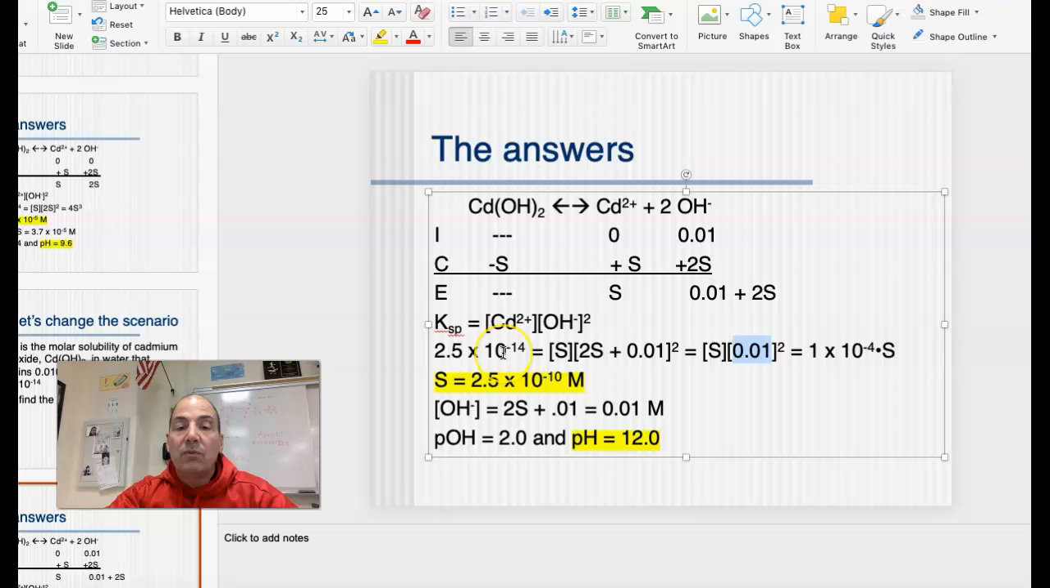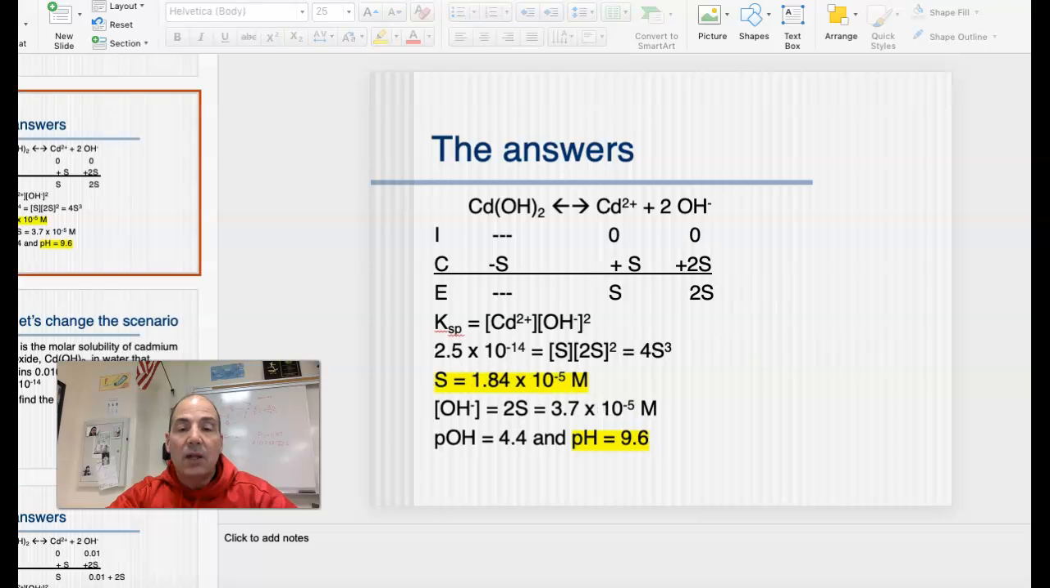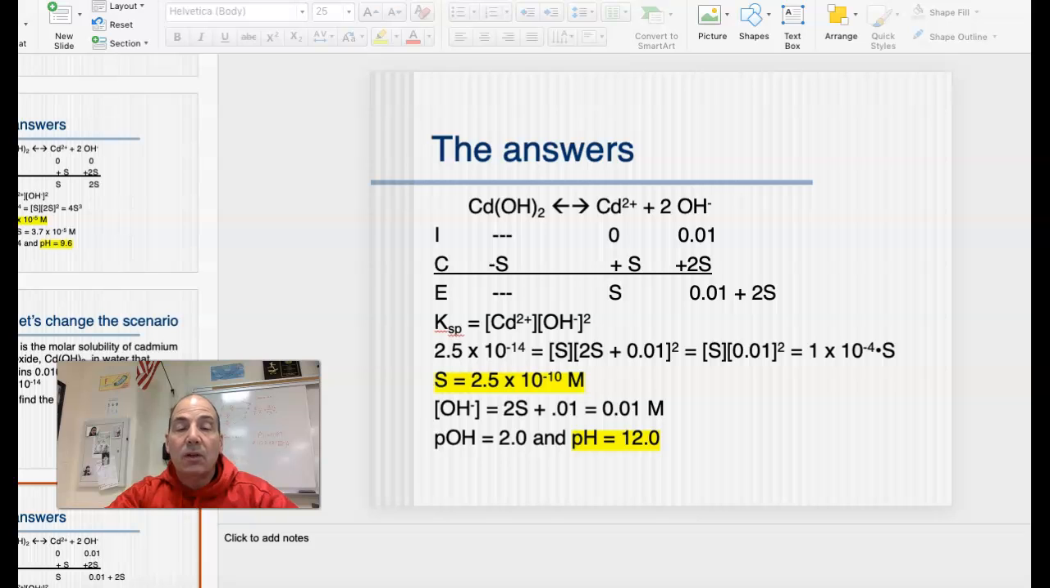0.01 squared is 1 times 10 to the -4. So now I take 2.5 times 10 to the -14, divide by 1 times 10 to the -4, and that tells me my solubility now dropped dramatically to 2.5 times 10 to the -10. All right, so again, it had been 1.84 times 10 to the -5. Now it's down by about 100,000 times. So big difference. Now, when we talk about the hydroxide, that 2S plus 0.01, well, that 2S is so small, it's all the 0.01. So the hydroxide is really all from the sodium hydroxide for the most part, which means the pOH is 2 and the pH is 12.